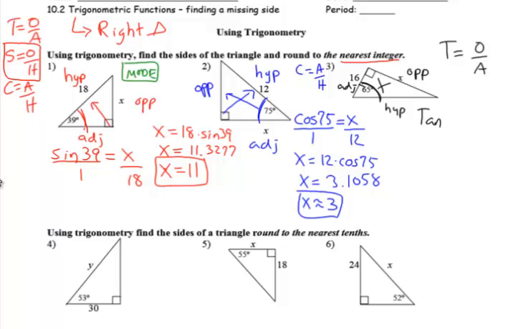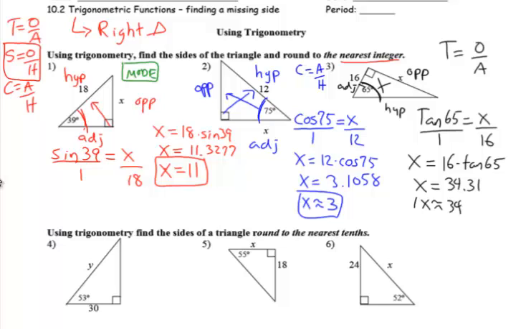The tangent of something, right? That something is 65. The tangent of 65 is the opposite, which is x, over the adjacent, which is 16. Cross product: x equals 16 times the tangent of 65. I don't know why I used a capital T there; it's lowercase. And so 16 times the tangent of 65 is going to be 34.31, et cetera. We're rounding to the nearest integer, and we have 34.